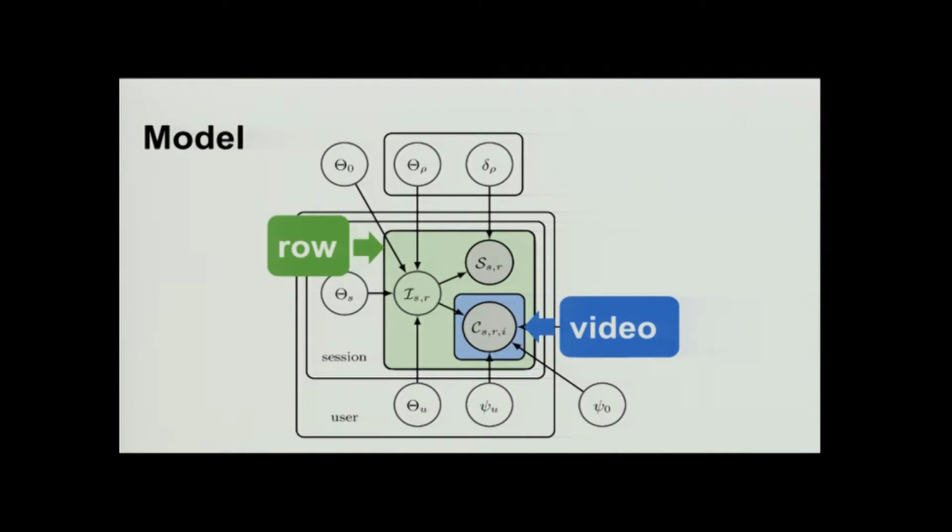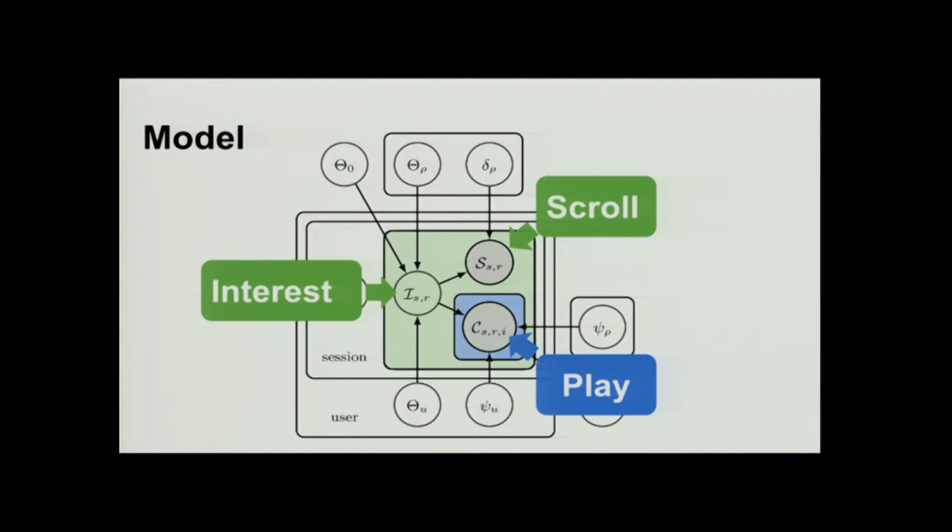And if we look at the graphical model, it looks like this. The important parts are the two inner plates. The green plate is the rows, and within each row, the blue plate is the videos. For each row, we have an interest variable and also an observed variable to see whether there's a horizontal scroll or not. And for each video, we have a variable controlling the play behavior.